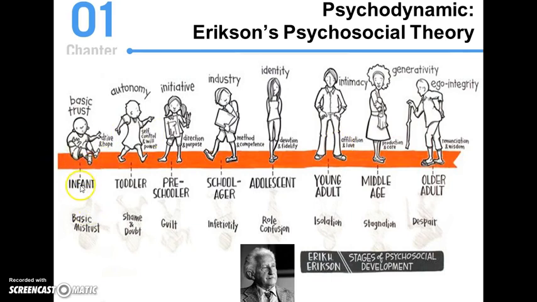So let's look at the infant. The basic crisis is basic trust versus basic mistrust, okay? You can resolve it positively and end up with basic trust in the world, or you can resolve it negatively and end up with basic mistrust. How does the infant do that? Well, think about an infant. An infant is an utterly helpless creature, right? Cannot survive outside of the womb without help.